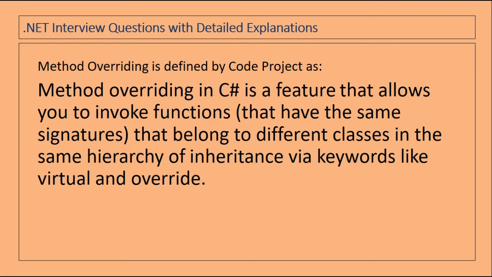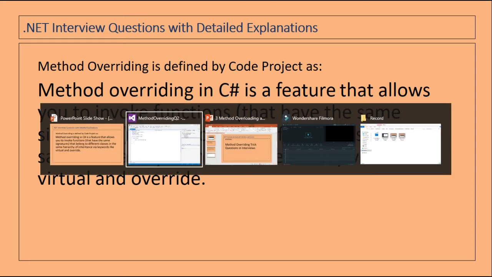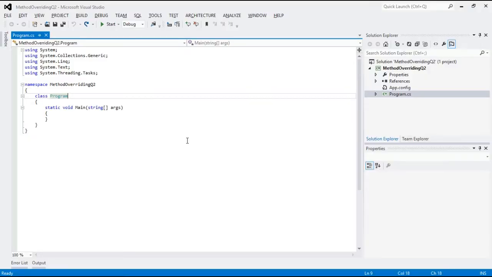So let's go over what we learned in the last video. Method overriding in C# is a feature that allows you to invoke functions that have the same signatures that belong to different classes in the same hierarchy of inheritance via keywords like virtual and override. So as we learned in the last video, let's create a method overriding program from scratch.